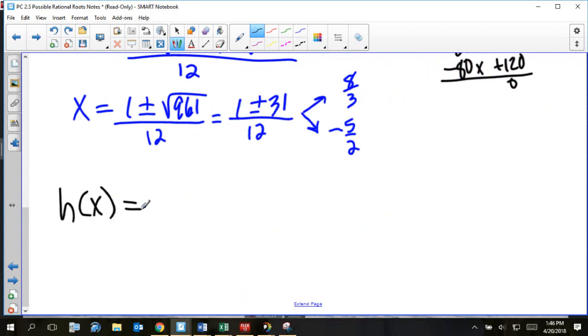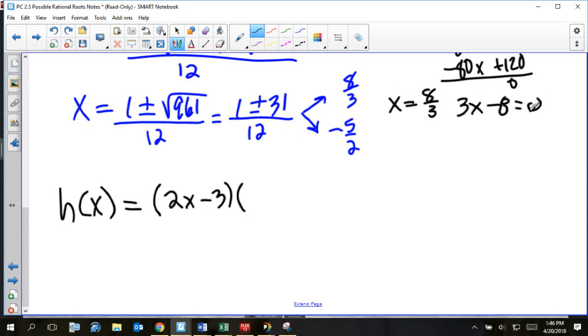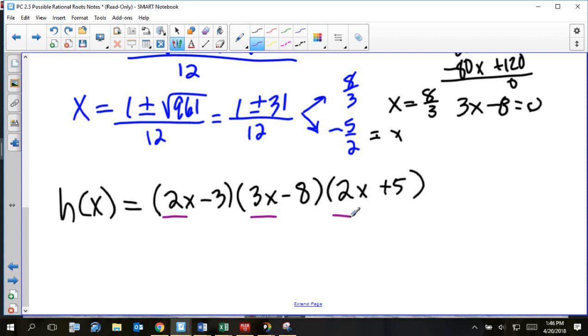This one was called h of x. Our first factor was 2x minus 3. Now my next factor has to give me 8/3. So I'm going to multiply both sides by 3 and subtract the 8. I have 3x minus 8. And then my next one has to give me -5/2. Multiply both sides by 2. Add the 5. And then just double check. If I multiply together the first 3 terms, do I get 12x cubed, like the original question says? If not, then something's wrong.